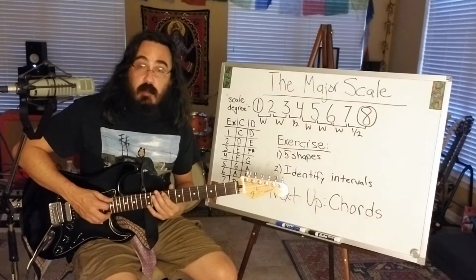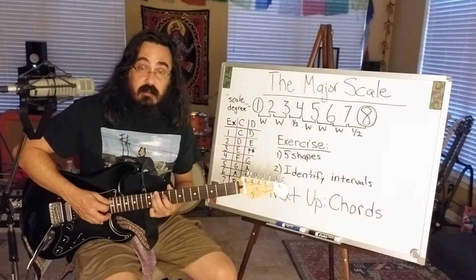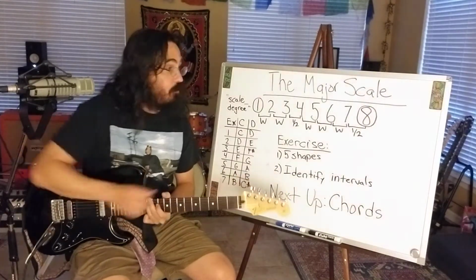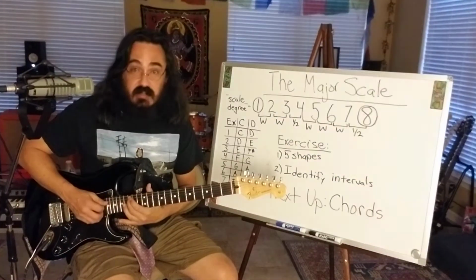Now what do I have again? I move to the, say, 6th. Then I move another whole step, and I'm at B. And now what do I have? A half step, right back up to C.